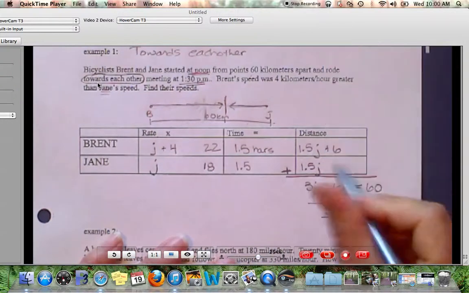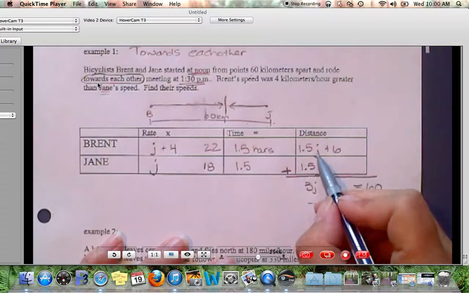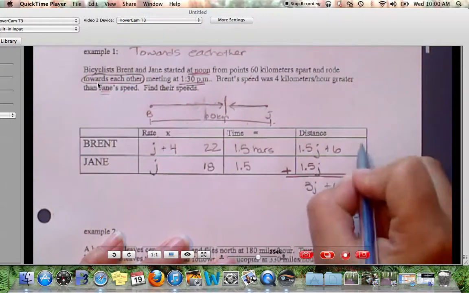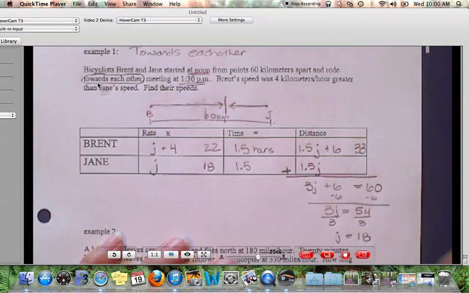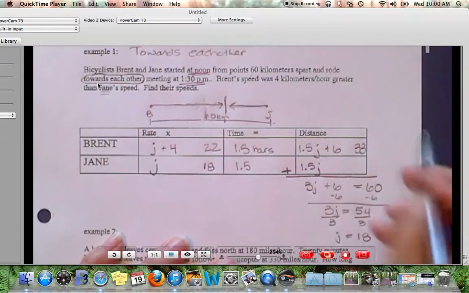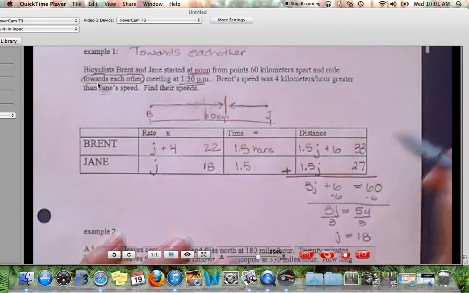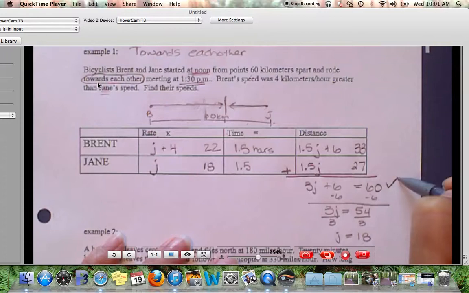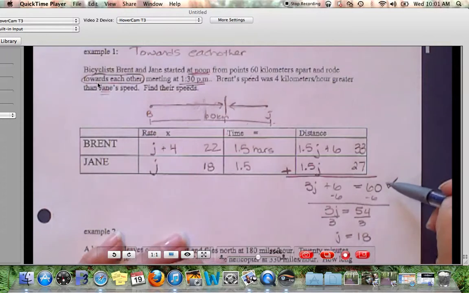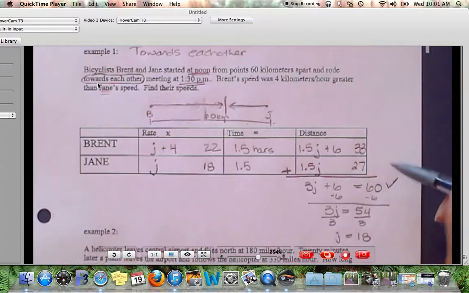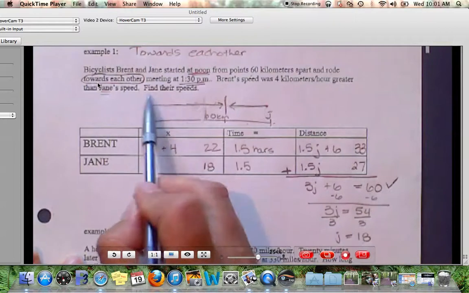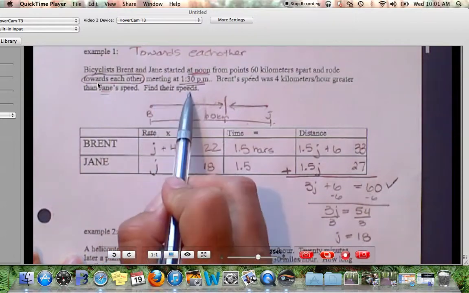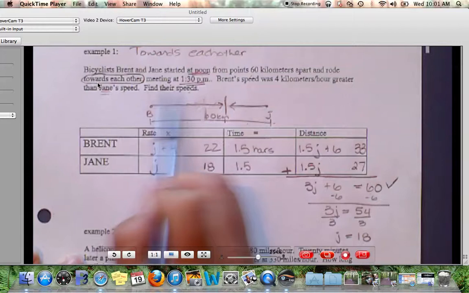When we plug in the j's here, 1.5 times j plus 6 actually gives us 33 kilometers. 1.5 times 18, the j, will give us 27 kilometers. 33 plus 27 does equal 60. So we want to check it first before we write our sentence. Now the question says, find their speeds. Speeds and rate, those are the same thing.